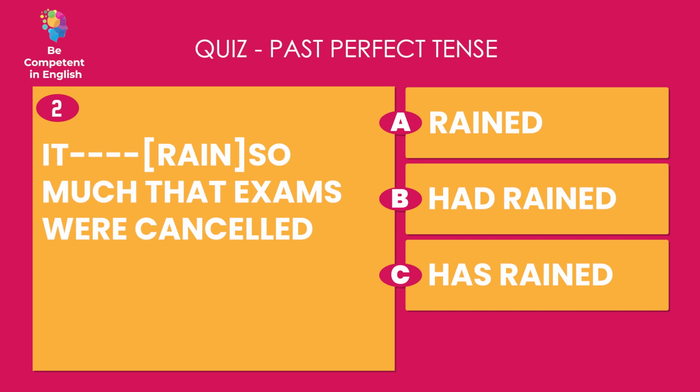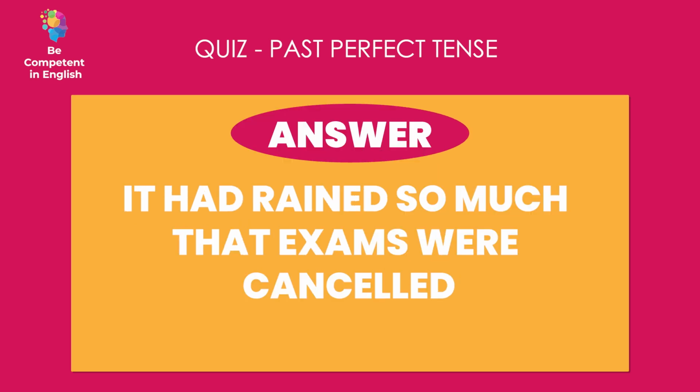Number 2. It rained so much that exams were cancelled. The options are A. Rained, B. Had rained, C. Has rained. Correct answer B. Had rained. It had rained so much that exams were cancelled.